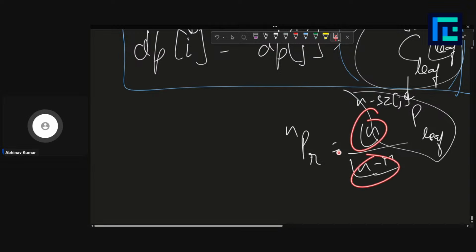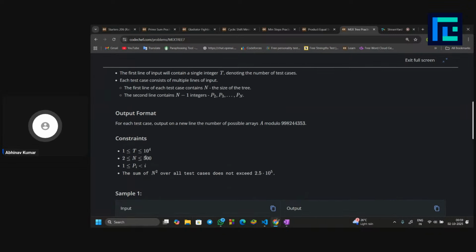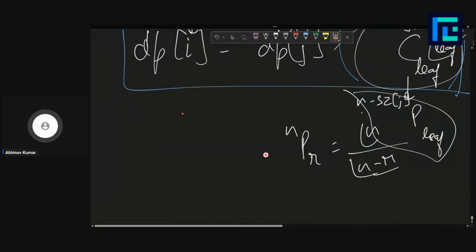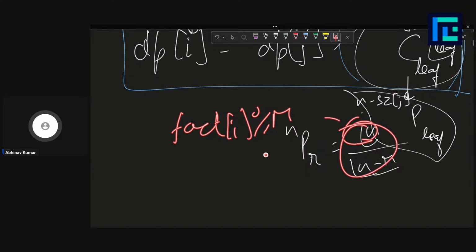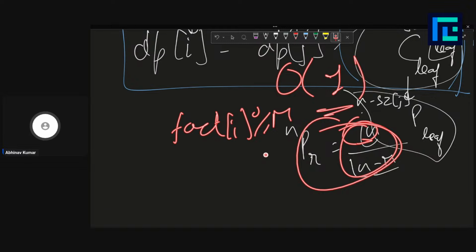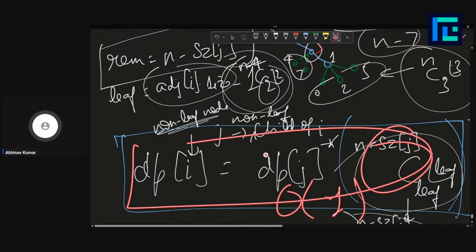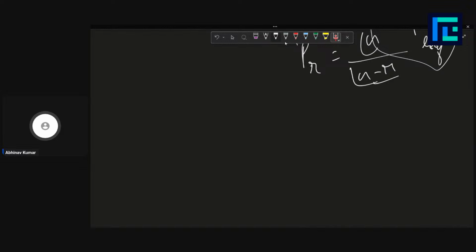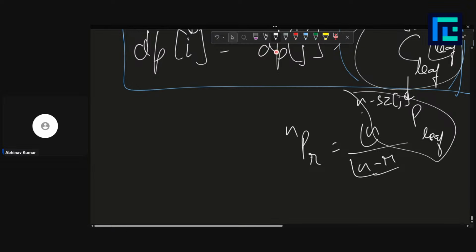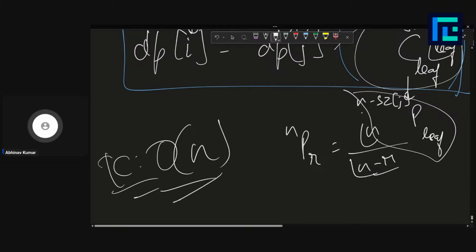So if you have computed factorials for n, which can range up till 500, just pre-compute all the factorials modulo m up till n and inverse factorials, then this nPr can be computed in order of 1. So if you're computing this in order of 1, the transition overall is done in order of 1, and you have in total n states at max. So in overall order of n time complexity, we have solved the problem.